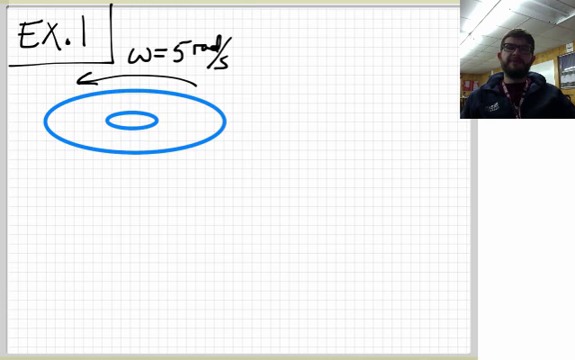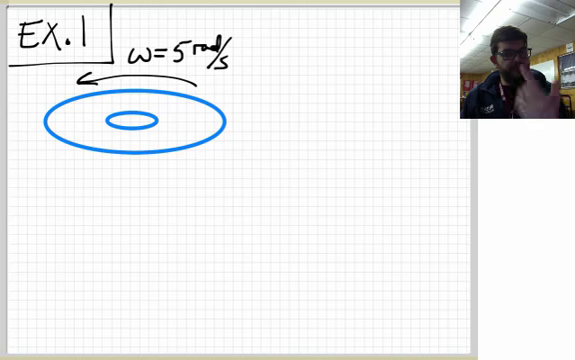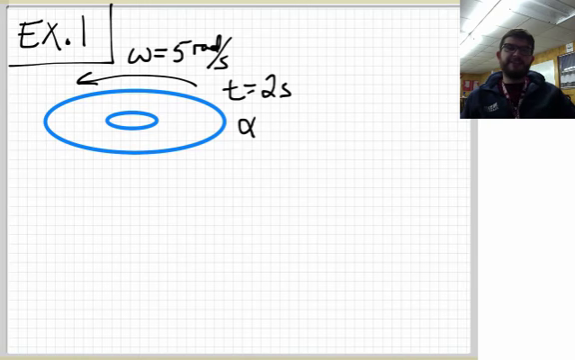So example 1, let's say I put a CD into my CD player, and it starts spinning. That means it underwent an angular acceleration, because it wasn't spinning when I put it in, and now it starts spinning. Let's say that it took 2 seconds to get up to a speed of 5 rads per second. I want to know what the alpha is, what the angular acceleration is.